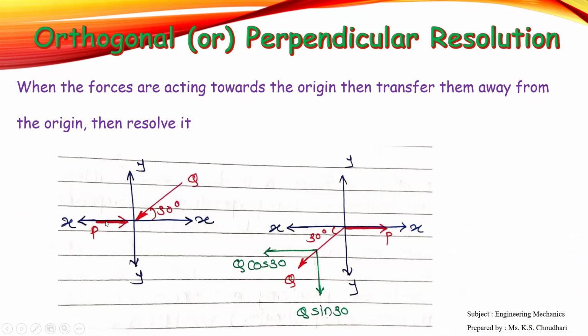Now it is towards the origin. Take this P force away from the origin and resolve it. If in a general force system some forces are like this, then we have to transfer them away from the origin and then resolve them. And resolution is same as before. At which axis the angle makes, take that component as cos theta and the other component as sin theta.